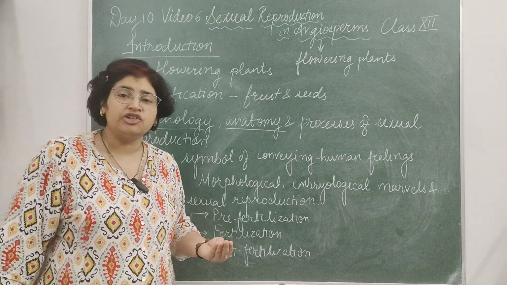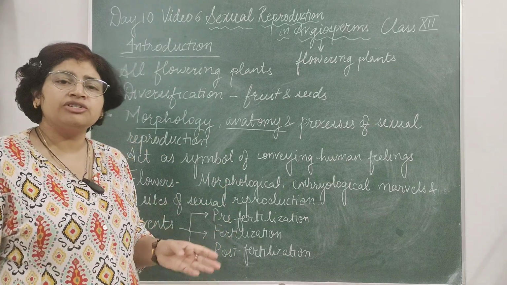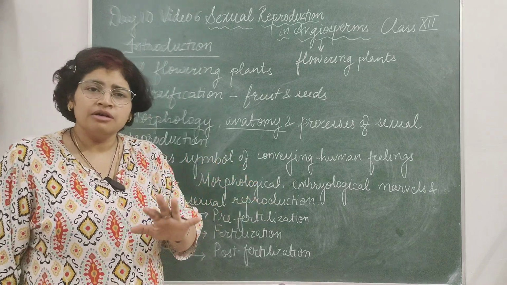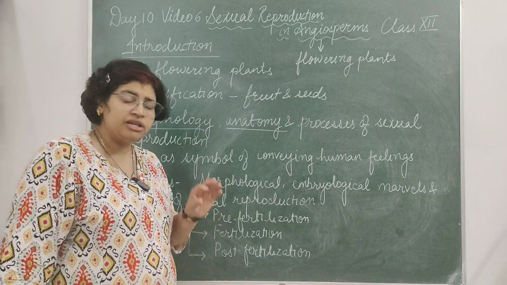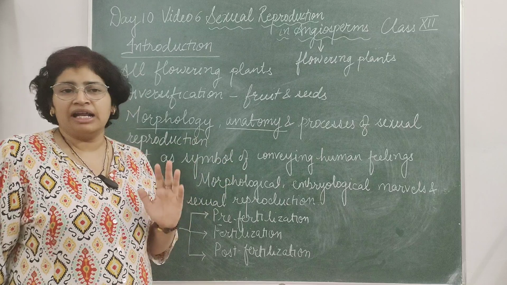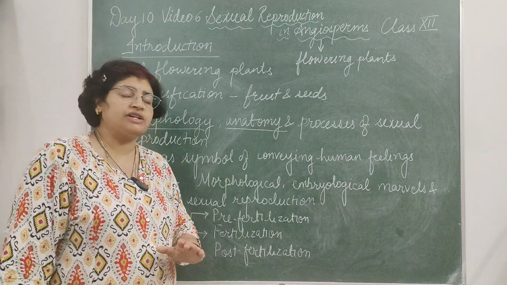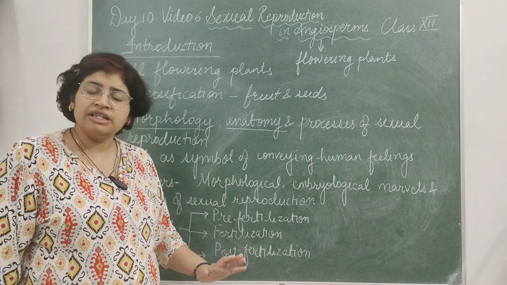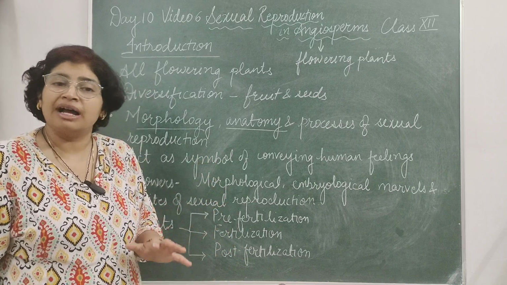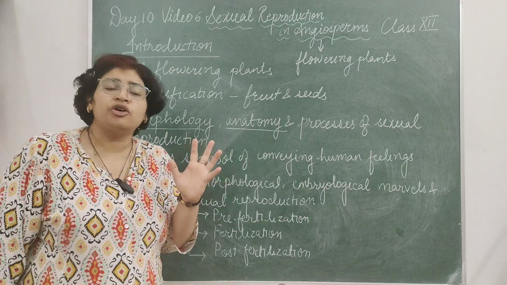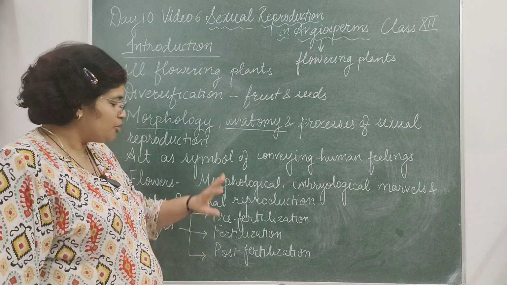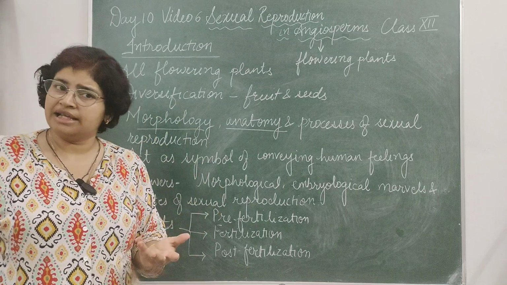In case of pre-fertilization events, what we studied? The gamete formation and gamete transfer. For gamete transfer, in case of plants, we follow pollination. In case of fertilization, in angiosperms, a special kind of fertilization occurs, which we call double fertilization. Last is the post-fertilization events. After the formation of zygote, what are the changes we can observe in the zygote undergoing mitotic divisions? What are the different shapes of embryo and how does fruit formation or seed formation occur? About all these things we will study in our next video.